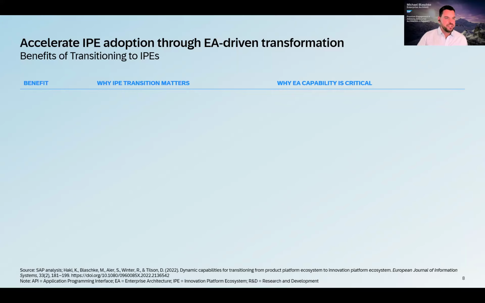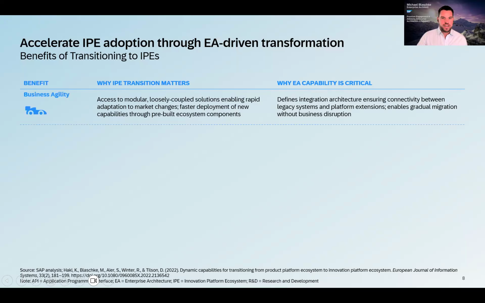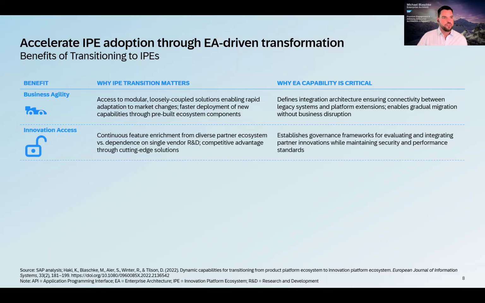And I list here some benefits of transitioning to these IPEs that are materialized by those companies that join this journey, if you will. So first is faster adaptation. When markets change, you can quickly add new capabilities instead of waiting years for updates. Yeah, and the EA capability is critical for this benefit because it defines the integration architecture, ensuring then connectivity between legacy systems and platform extensions, and it enables gradual migration without business disruption. A second business benefit is more innovation.